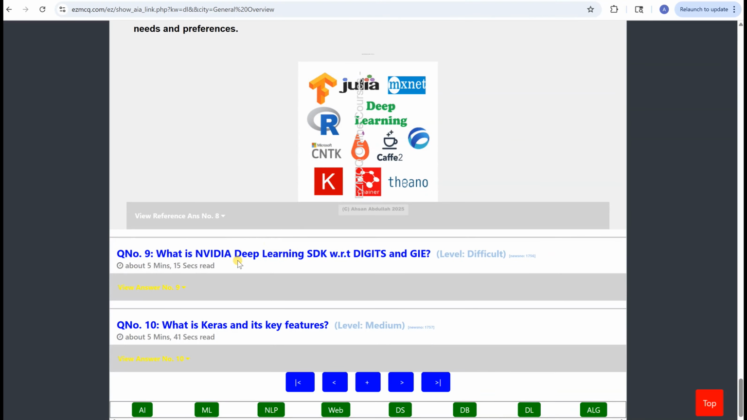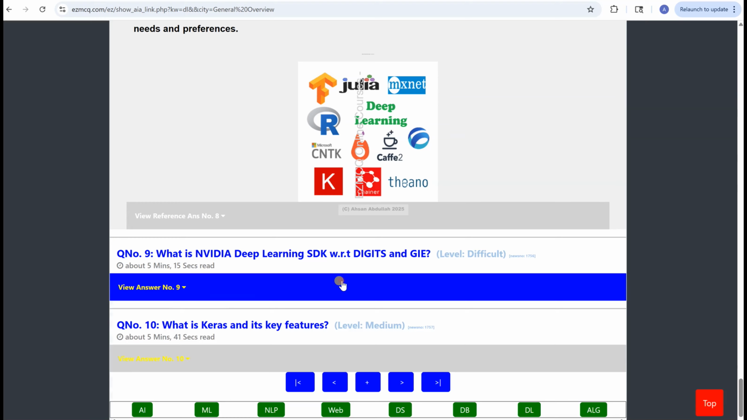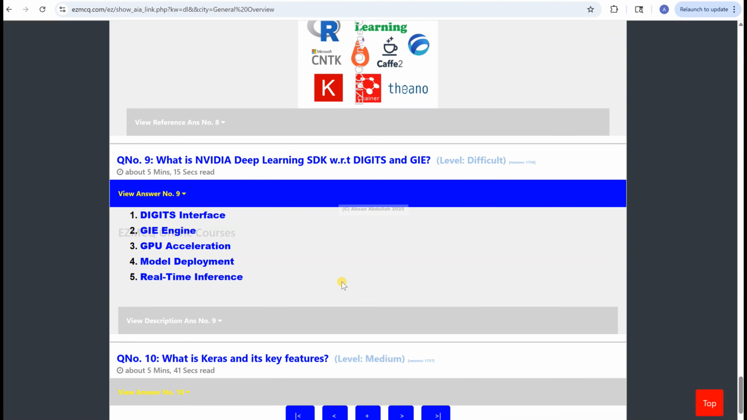So what is NVIDIA Deep Learning SDK with respect to DIGITS and GIE? This is very specific to NVIDIA, which is obviously the leader in this domain. So what is the DIGITS interface? It provides a user-friendly, web-based interface for training deep learning models. Unfortunately it's not part of this course, so maybe in future executions I may offer it.